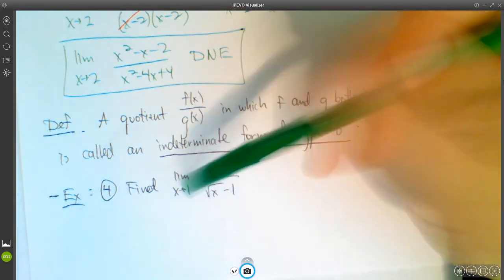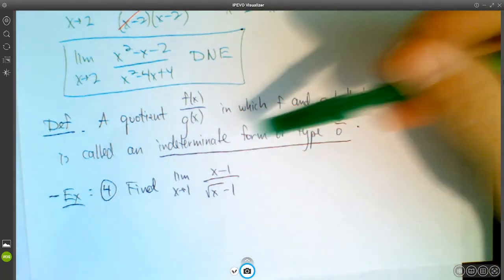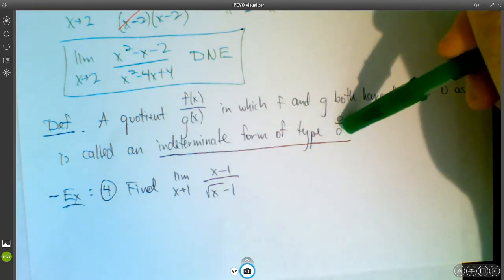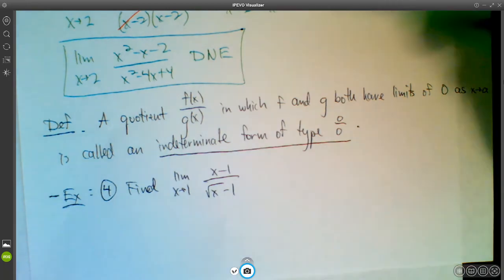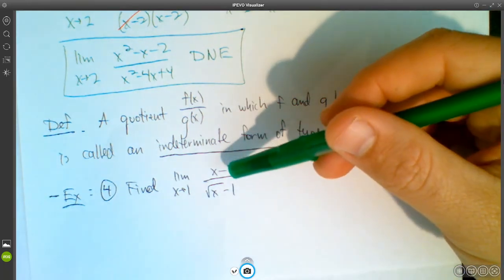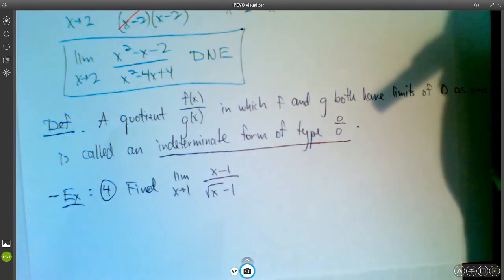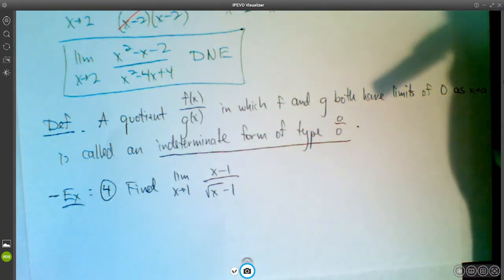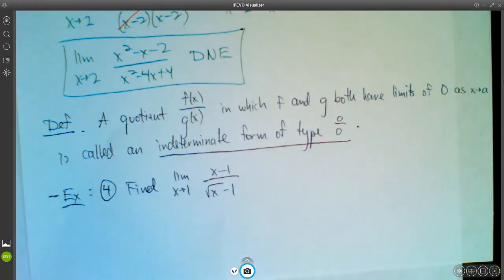Notice that when you plug in 1, you get 0 over 0, right? Since this is an indeterminate of the type 0 over 0, that tells me that we can do some kind of algebraic manipulation to calculate this limit. If you got a form like 5 over 0, then you would know automatically that this limit doesn't exist. But because it's 0 over 0, the limit does in fact exist, and we can find it by doing some algebraic manipulation.